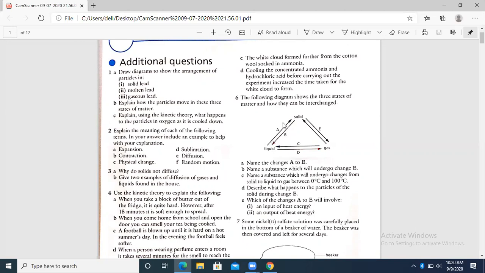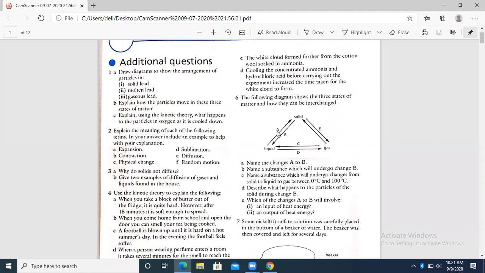So they mean freezing A, freezing B, solid to... from gas to liquid. I read from liquid to solid and solid to gas, then gas to liquid. I think A is freezing, B is melting, C is deposition, condensation. Liquid to solid. The question wants us to say the name for all. You know, what is the change for A?